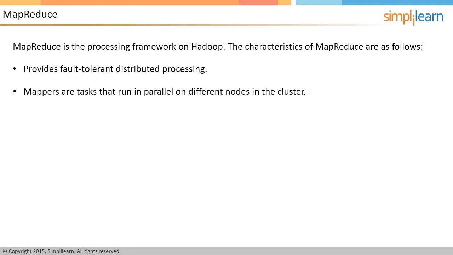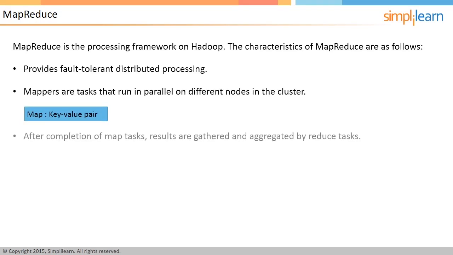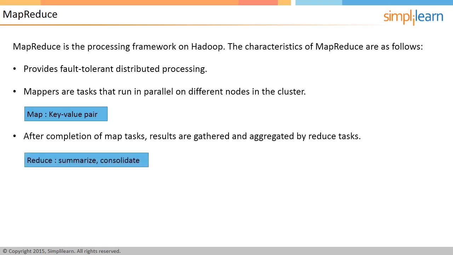After the completion of map tasks, results are gathered and aggregated by the reduce tasks of MapReduce. Reduce is used to summarize and consolidate. Reducers give the final output of MapReduce. Each mapper runs on the data block on that node. Data locality is preferred. This follows the paradigm of taking the process to the data.